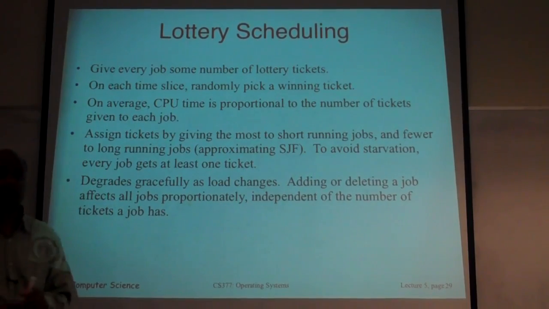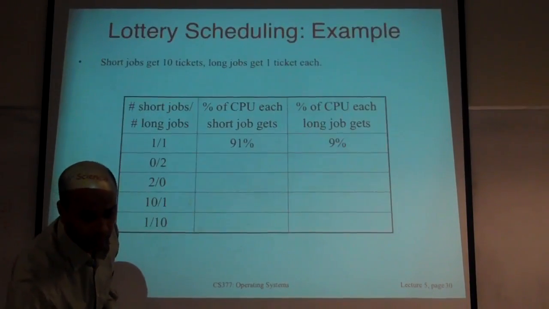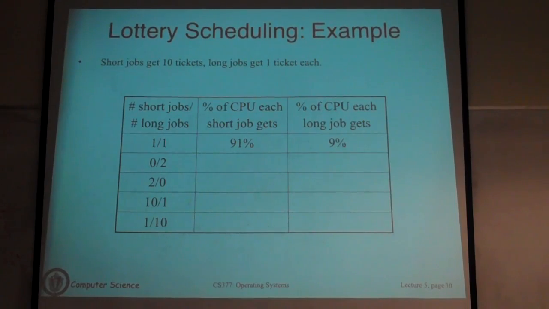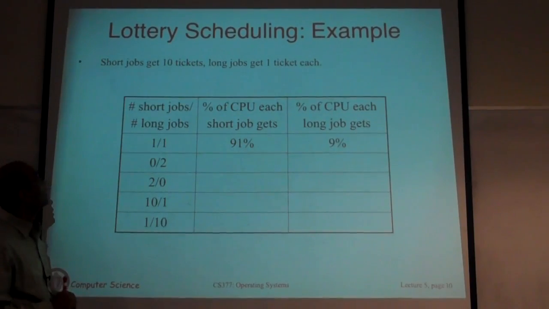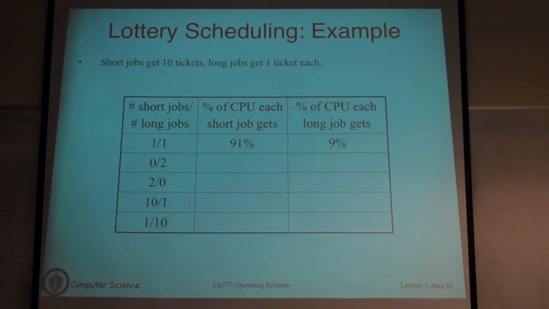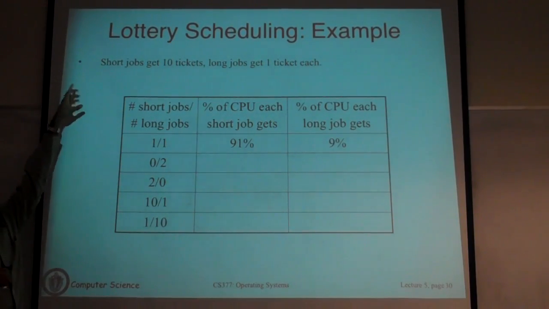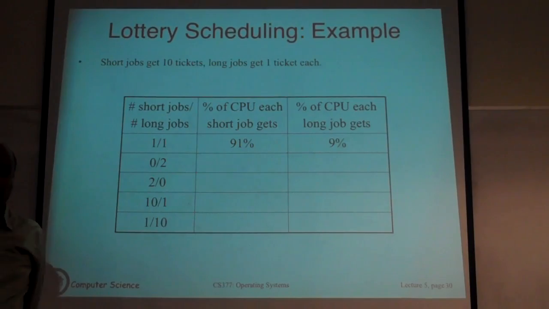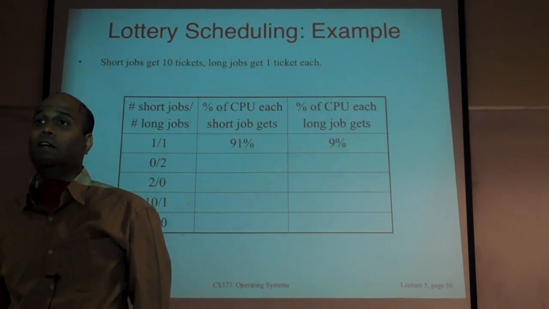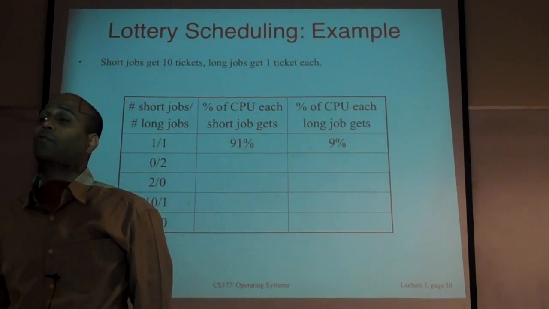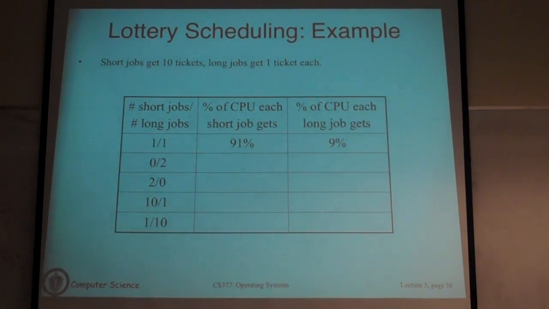Okay? So here's a quick example of how this works. We basically assume, I said short jobs, long jobs, just as a way to think about how this technique works and how to give it an appropriate number of lottery tickets. We say in this system, we are going to give short jobs 10 tickets and long jobs 1 ticket. This is just our way of saying that short jobs tend to be IO bound jobs and we want to favor them, so we are going to give them 10 times as many tickets as the long one. If we want to approximate shortest job first, this is what we will do.